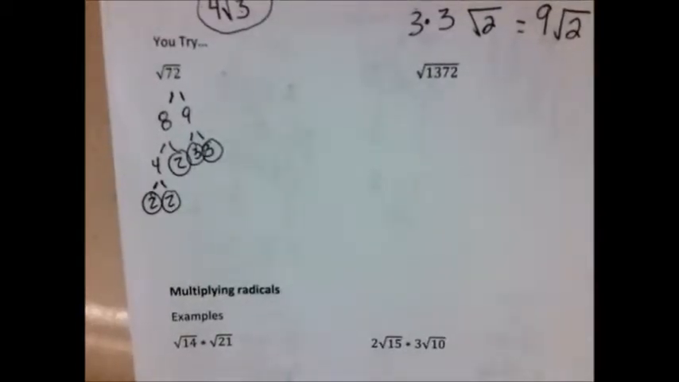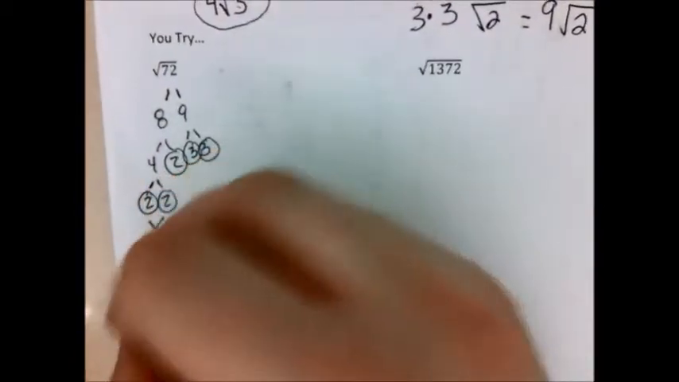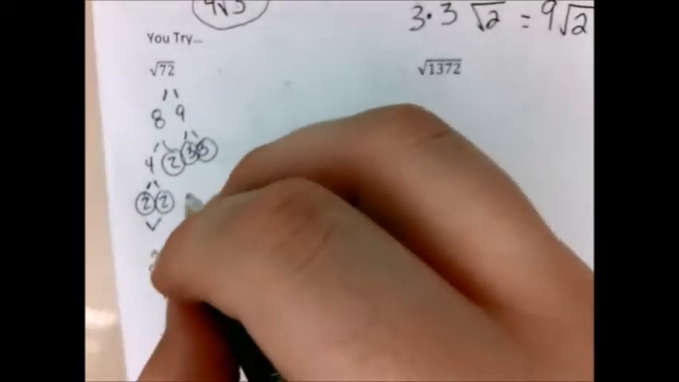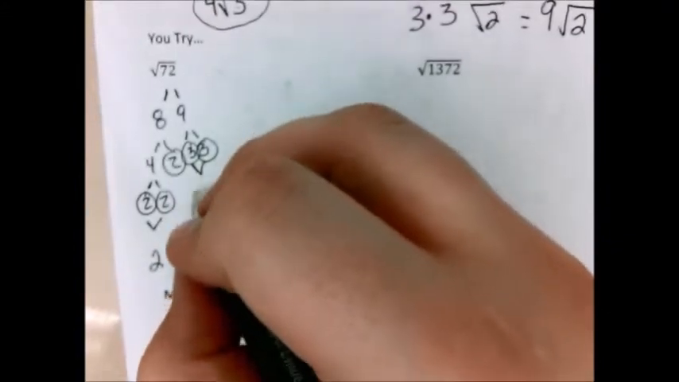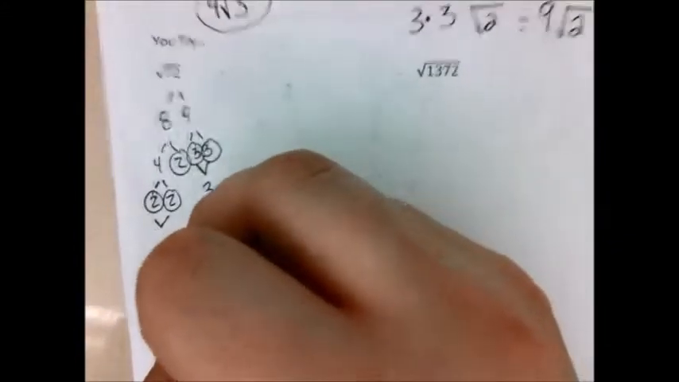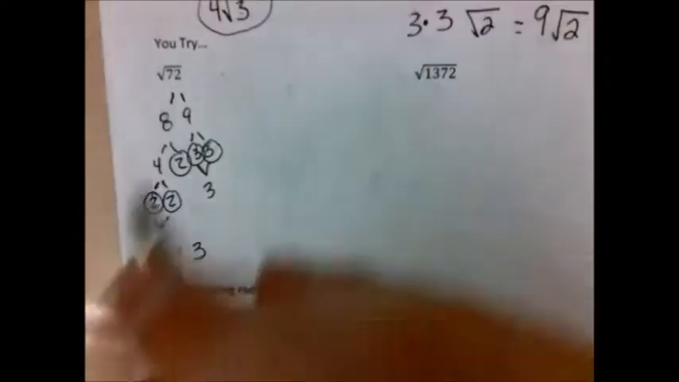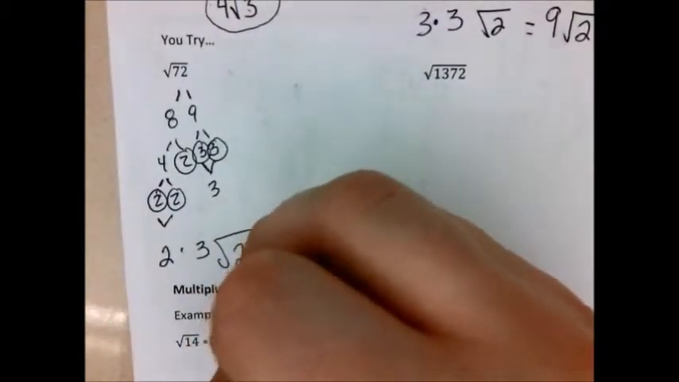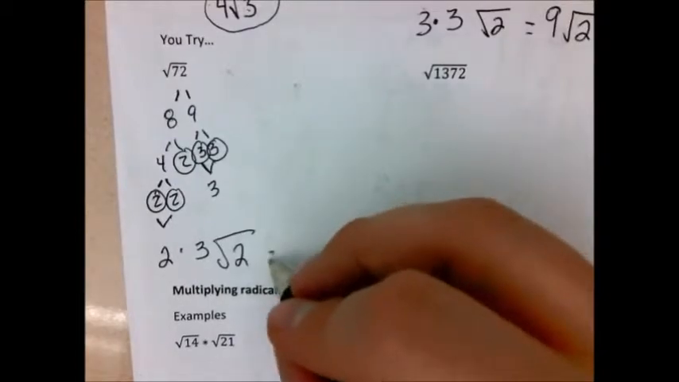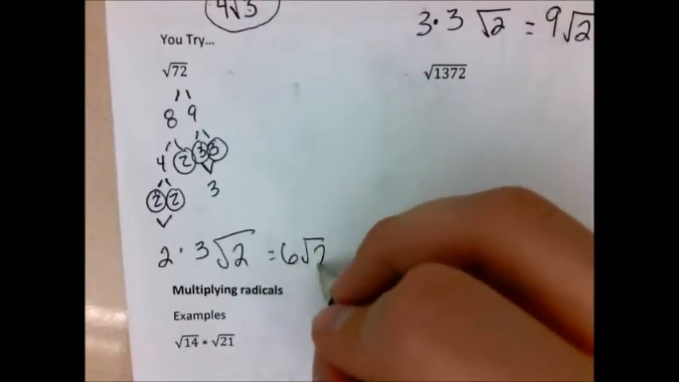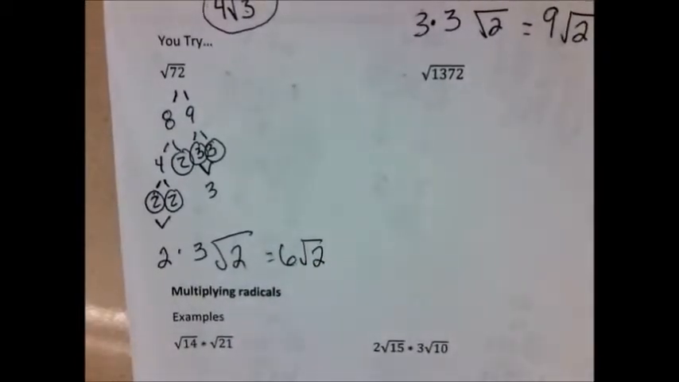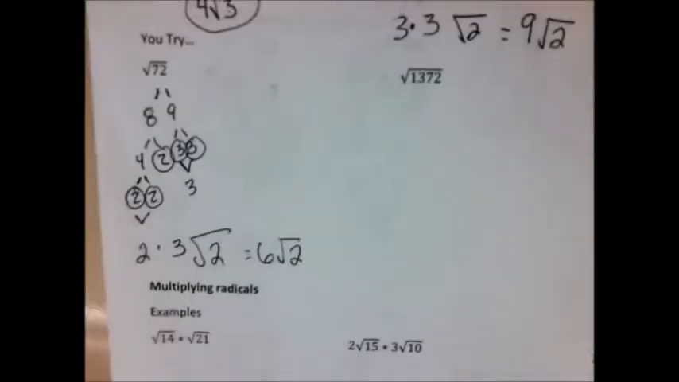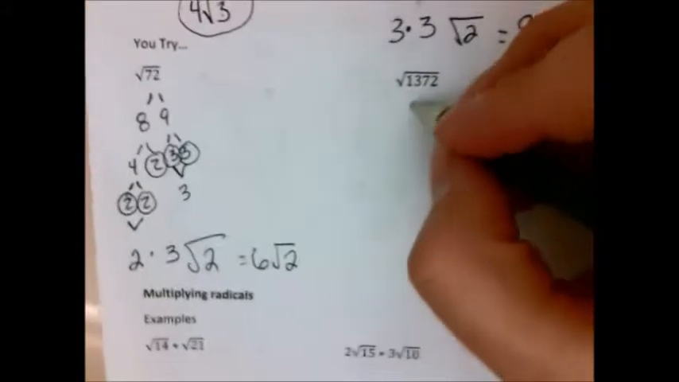Alright, so they have to come out in pairs. 2s come out in a pair. 3s come out in a pair. Well, right here we have an extra 2, so it's got to go home. So in fact we have 6 square root 2. Let's do the next one.